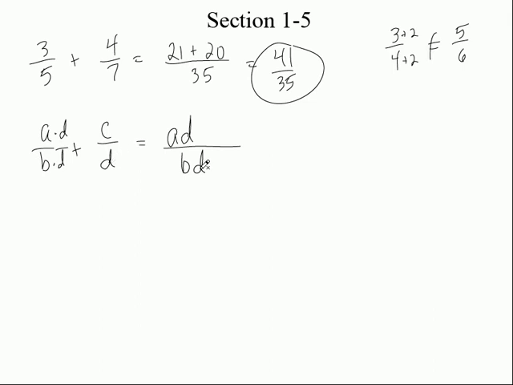What did you do to D to get to BD? You multiplied it by what? By B. So what do you do up here? You multiply that by B as well, correct? Now you could write CB, but I'm going to write it BC. Is that all right? And there you go. There's nothing else you can do with that.